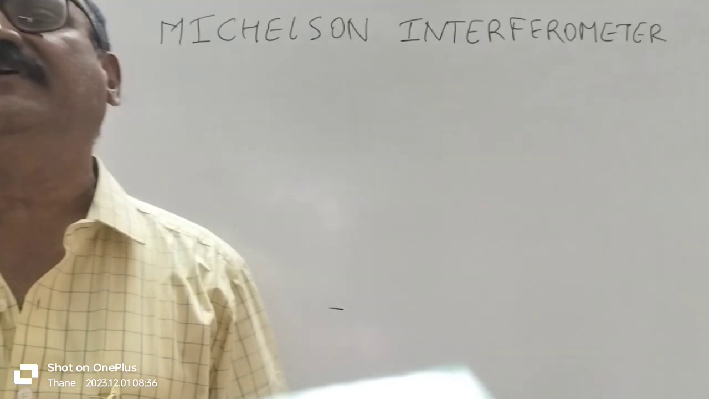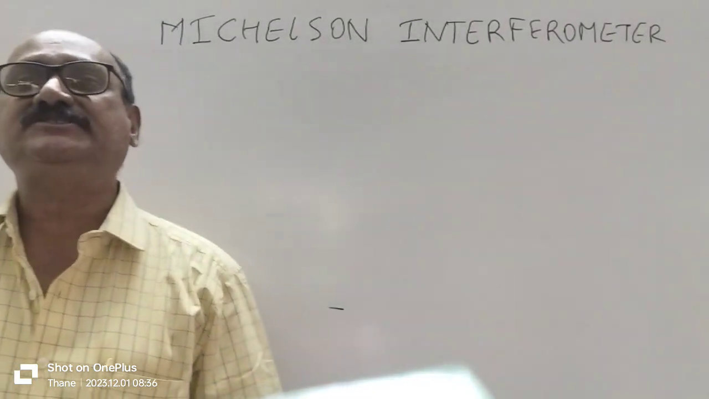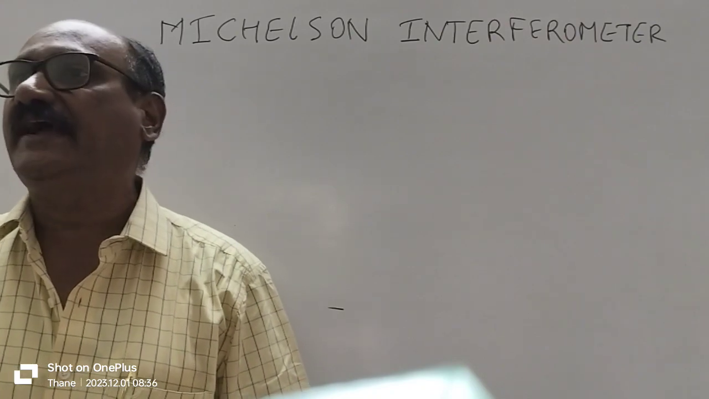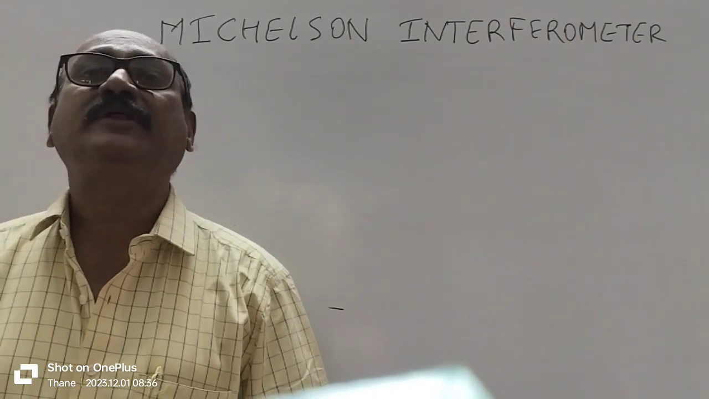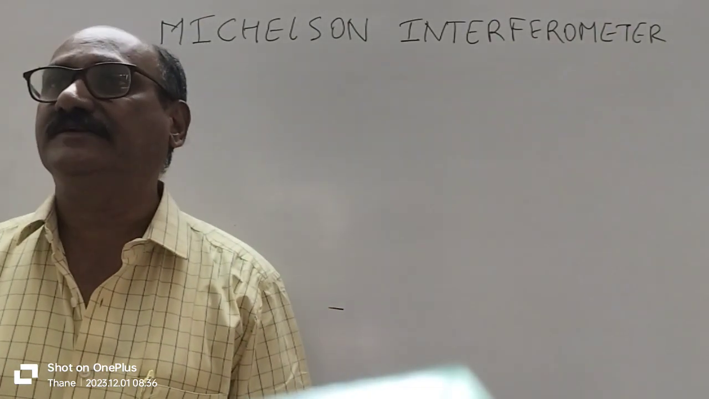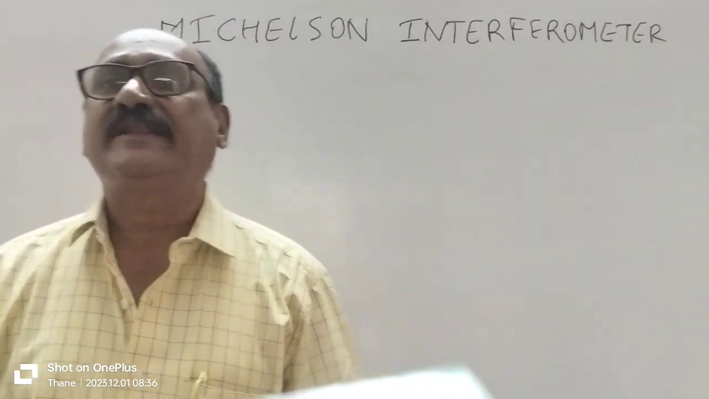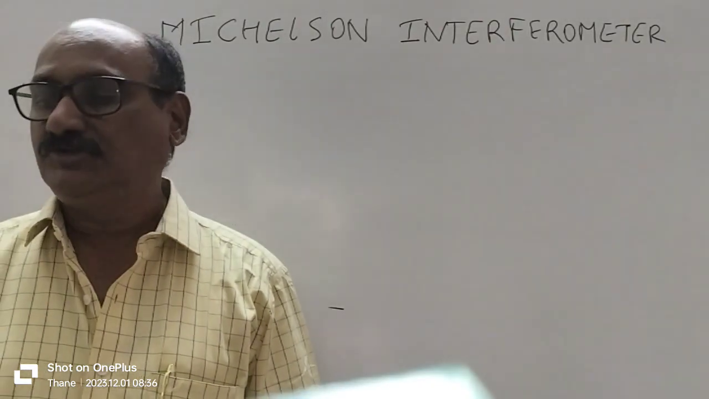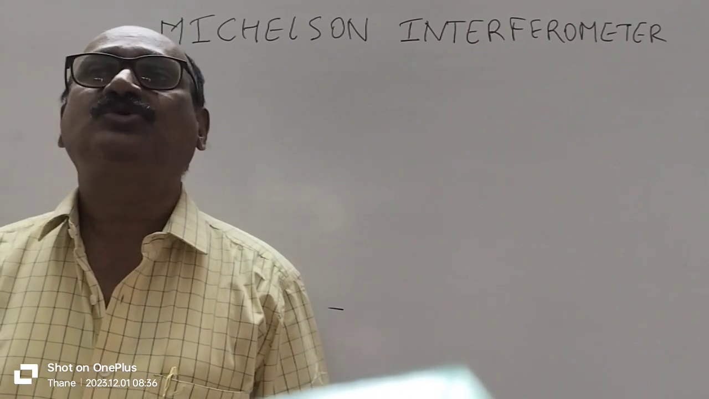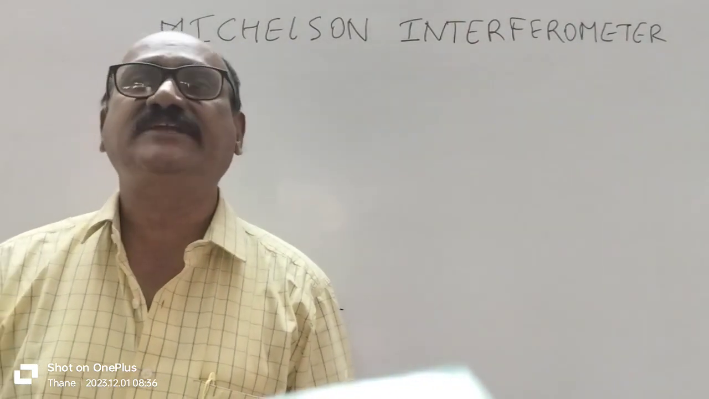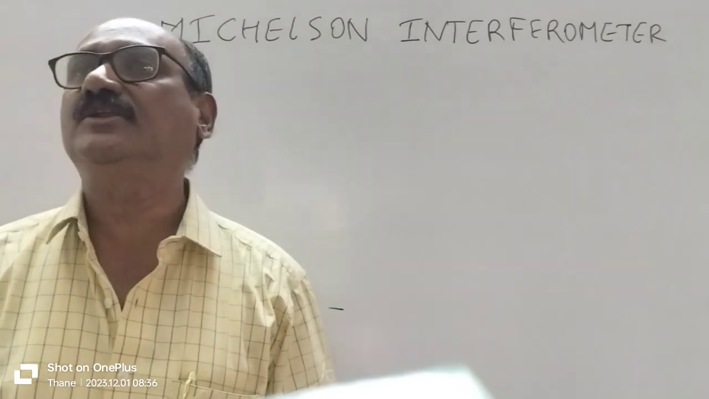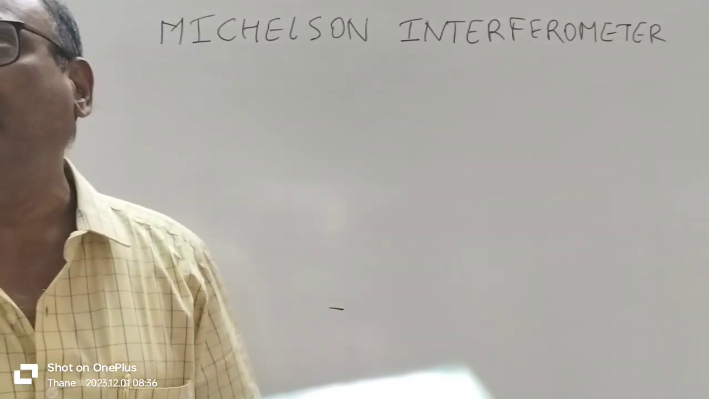You know that for an interference pattern, two conditions are to be satisfied. One is that the source should be monochromatic, and the second one is that the two rays which are taking part in interference should be coherent. To make the rays coherent is a very difficult job. So to do that, the Michelson interferometer generates two rays of light from a single ray. That means it is using the principle of division of amplitude. Let's see how it is doing it.